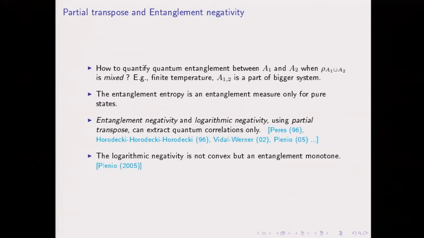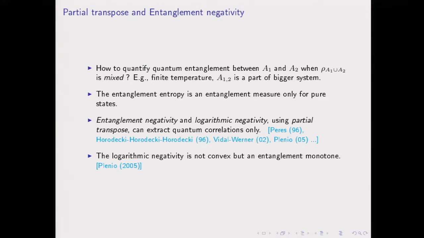It doesn't uniformly decrease under LOCC operations, but entanglement negativity, as it turns out, is a good entanglement measure for mixed states. So that is the motivation to think about entanglement negativity and partial transpose. So yeah, we're thinking about a mixed state. Okay. So that's the kind of virtue of considering partial transpose in the context of quantum entanglement.